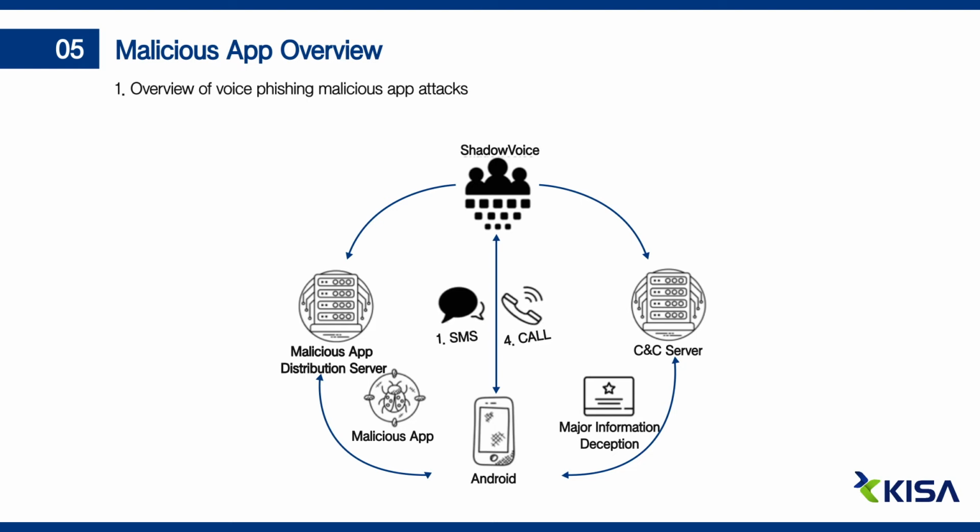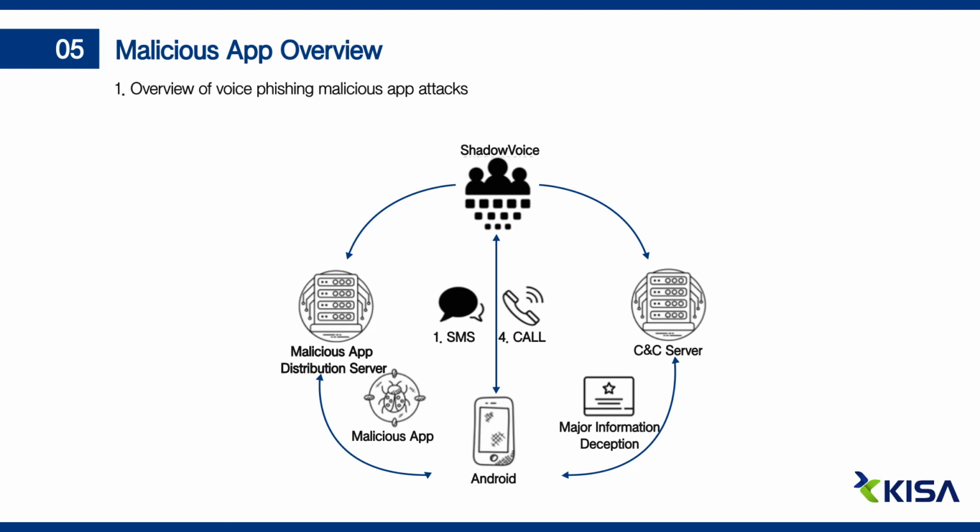Attackers send smishing text messages, which should look like a loan advertisement. If the victims respond to the smishing text message, then attackers lure victims to access mobile phishing sites. If the victim then downloads and installs a malicious app from the mobile phishing site, key information of the infected device is leaked to the CNC server.